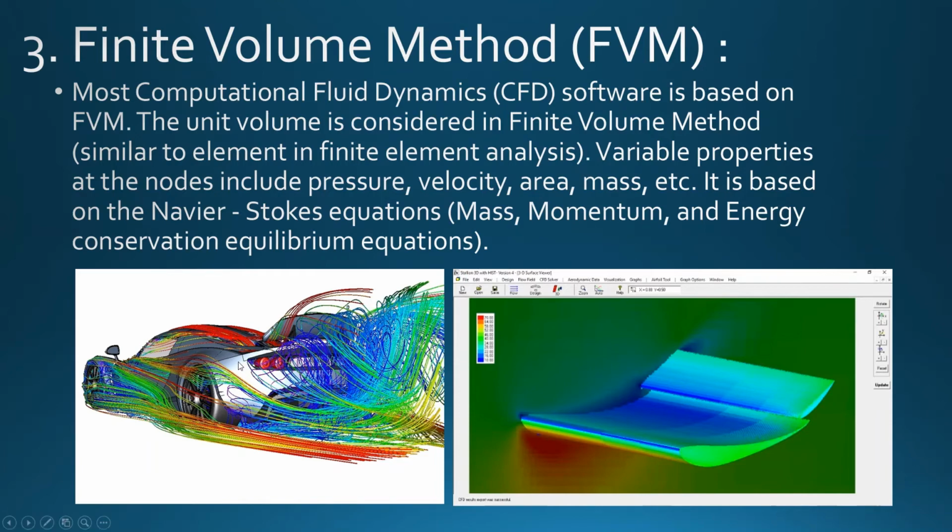So as you can see in the first image, the car, the software predicts how the air is flowing across the car. If you know how the air is flowing, you can guide the air, so you can change the drag coefficient and lift coefficient through it. So that is used to optimize the car design.